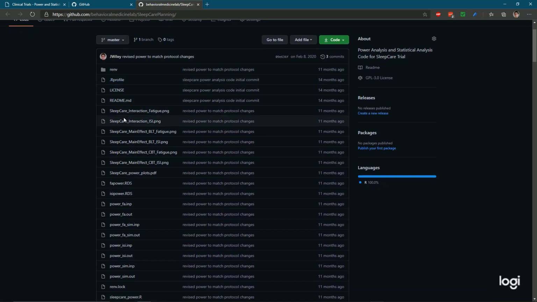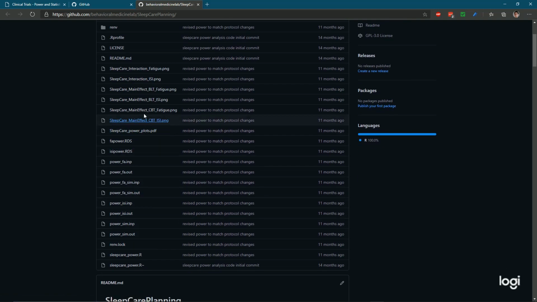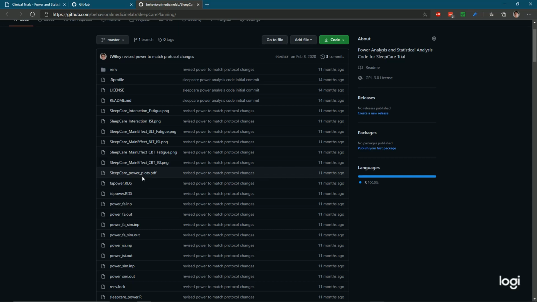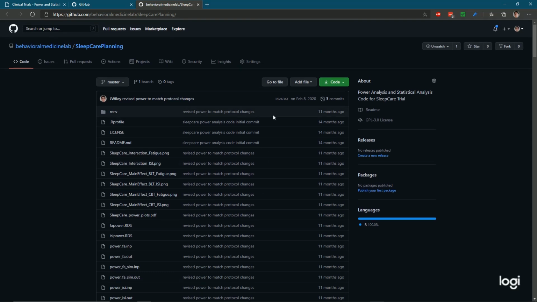So the GitHub repository lists all of the files, and in this case I've made this one public, although you can make them private. I've made this public because these are the power analyses for the trial, and I wanted to be able to show them to the various review committees. The nice thing about it is you can see the commit history.